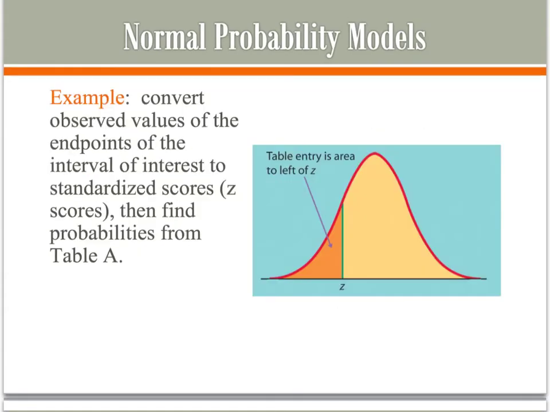So if you want to convert the observed values into standardized scores, then you can find the probabilities from Table A. So remember, the table entry is always to the left of Z. So if you want the yellow shaded instead of the orange, that's going to be 1 minus whatever you got over here.